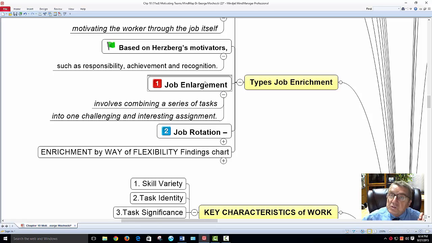I teach a course in organizational behavior. Look me up either at College of Lake County or Harper College and say, Dr. George, is he teaching organizational behavior? What classes? That's how I end up paying off my student loans.